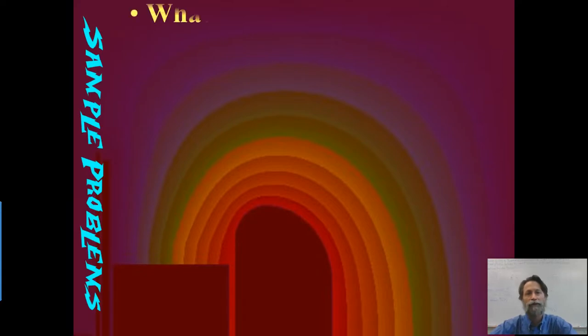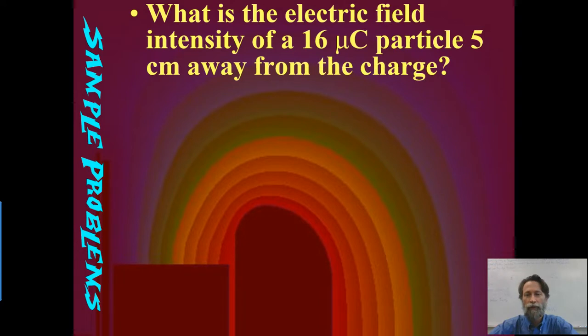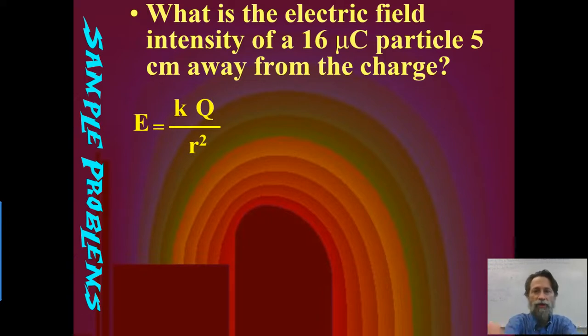So now, here we go. Let's do a sample problem. What is the electric field intensity of a 16 microcoulomb charged particle 5 centimeters away from the charge? So when I look at that, I say, hey, I have the charge of the object. Remember that this micro symbol is 10 to the negative 6th. I have this 5, which is centimeters, so I'm going to do 5 times 10 to the negative 2 meters to get it out of centimeters. And now that gives me a charge, and it gives me a radius, which means I'm going to have to use the kq over r squared equation.